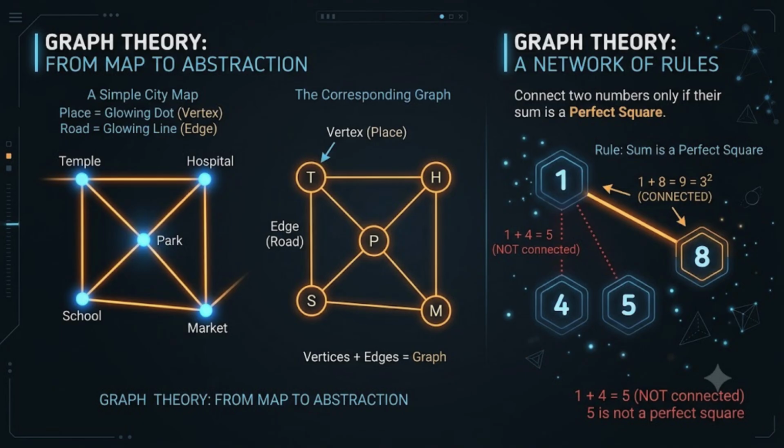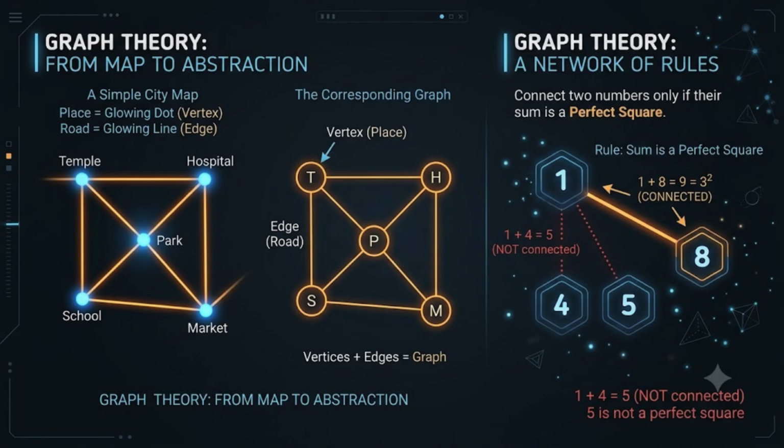Now, can we connect any two numbers we want? No. Let's create a simple rule. Imagine that each number is a dot. We connect two numbers only if their sum is a perfect square. For example, take 1 and 8. 1 plus 8 is 9, and 9 is a perfect square. So we can connect 1 and 8. Now take 4 and 5. 4 plus 5 is 9. Again, a perfect square. So we can connect 4 and 5.